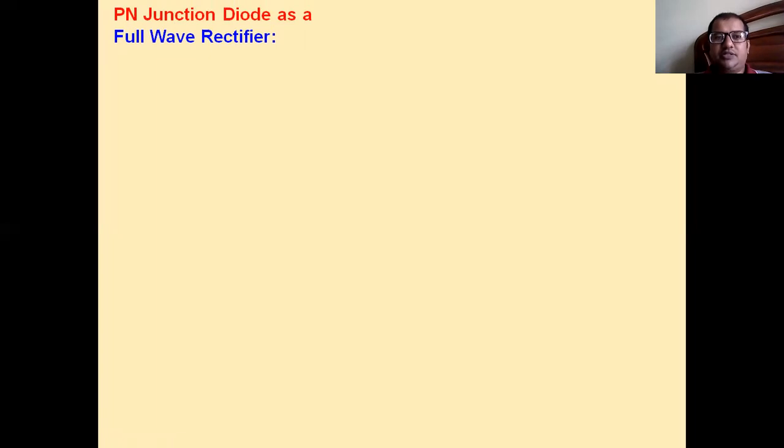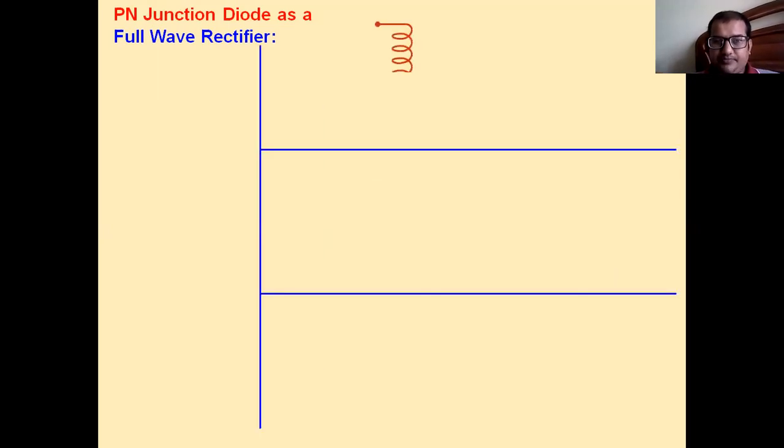And the PN junction diode can be used as a full wave rectifier, and the working of PN junction diode as a full wave rectifier can be explained using the following diagram. It consists of a step down transformer. This is the primary coil of the step down transformer, and this is the secondary coil. We take two PN junction diodes so that it can work as a full wave rectifier.